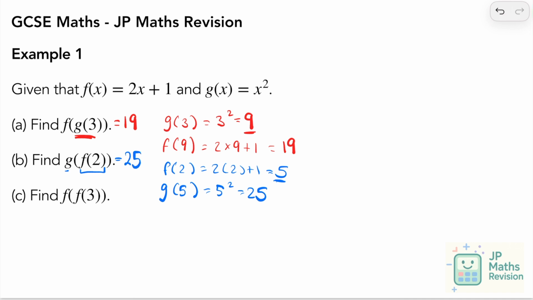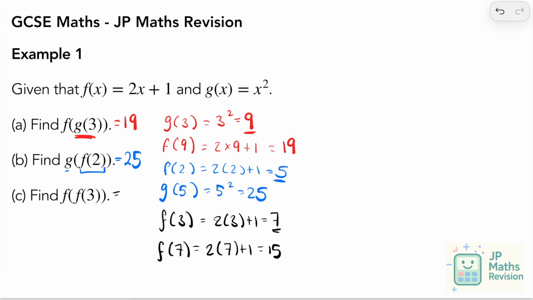The last one, we're finding f of f of 3. Again, firstly, we need to work out what f of 3 is. So f of 3 is 2 times 3 plus 1, which is 7. And then we're going to use that as our input into f again. So we're now going to work out f of 7. For f of 7, we're going to do 2 times 7 plus 1. So 14 plus 1, that's 15. So the answer to this question is 15.